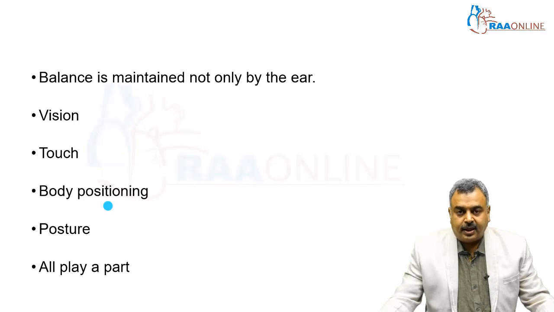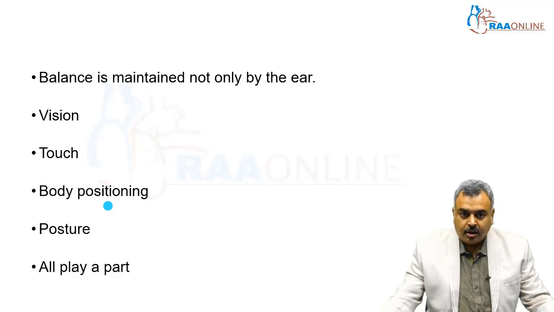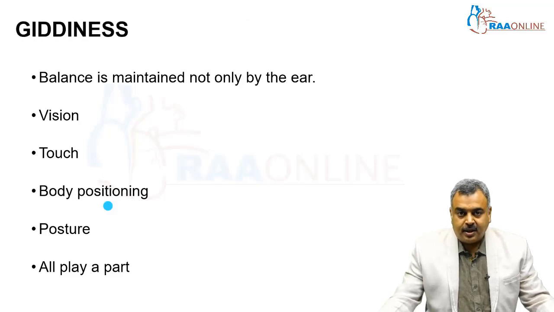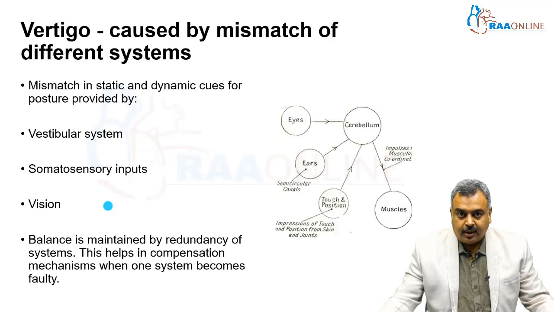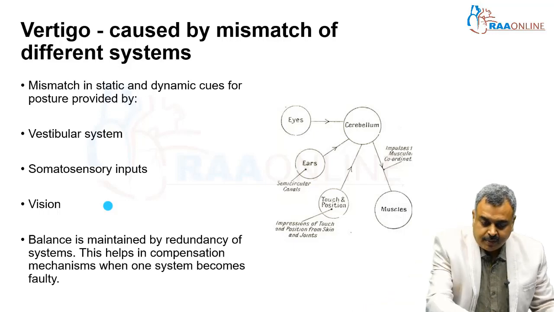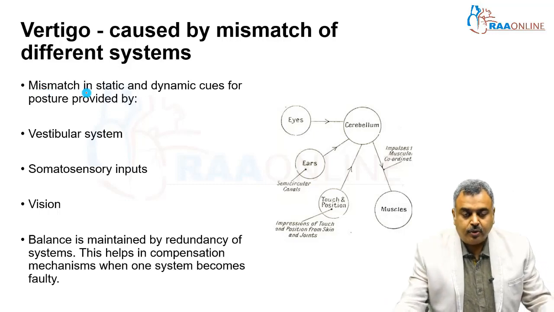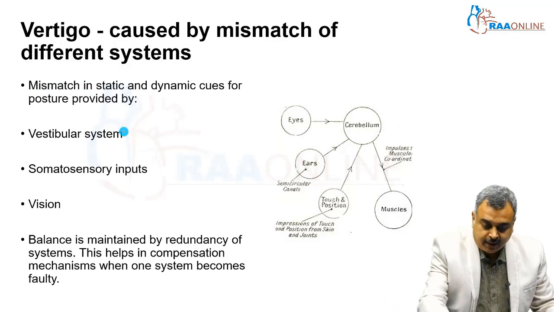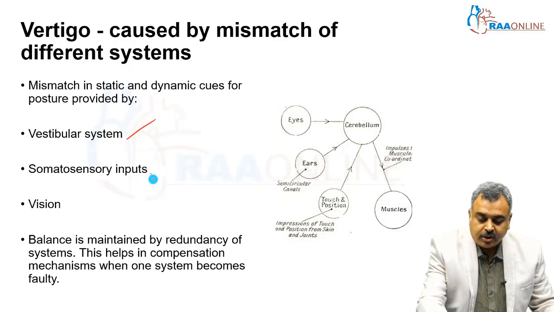So we have to realize that balance is maintained not only by the ear but also by touch, body positioning, and posture, which all play a part, and the integration of all that is what we see as balance. And if there is imbalance in any one of the systems, you get giddiness. So we can say that vertigo is caused by the mismatch of these different systems because of faulty inputs. There may be a mismatch in static and dynamic cues for posture, which is provided by the vestibular system, or it could be the somatosensory input.